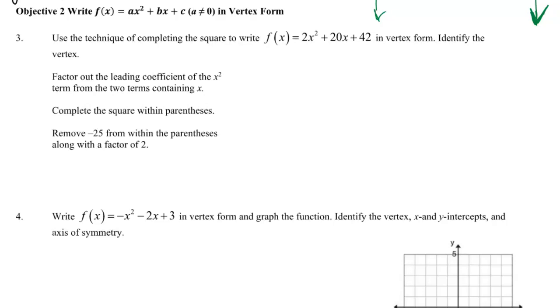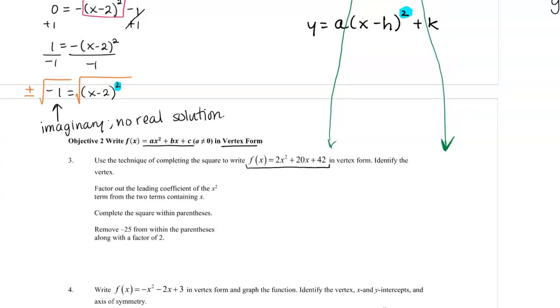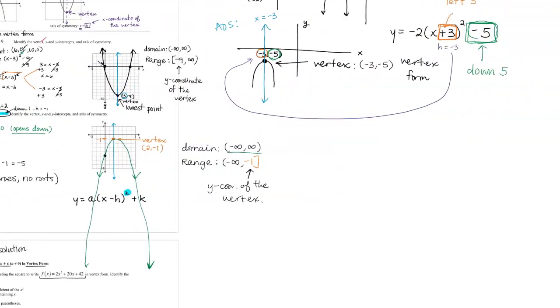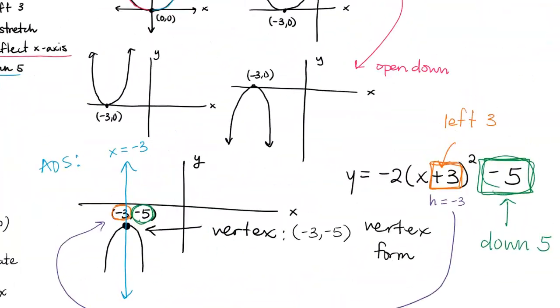The next objective that we want to focus on in this lesson is how do we write a quadratic that is in the form ax squared plus bx plus c in vertex form. So for instance, here's an example of a quadratic function. But if I just look at that quadratic function, we're not able to identify the vertex the way we were able to identify the vertex over here.